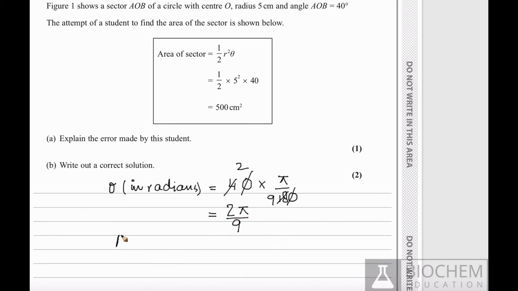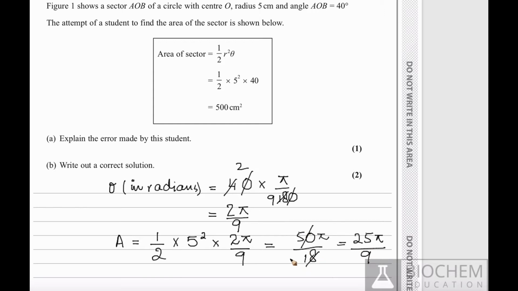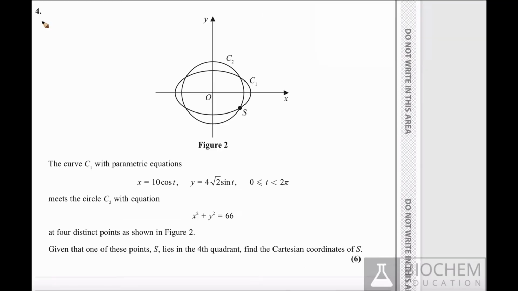Now applying the formula, the area of a sector is equal to half times 5 squared times theta in radians, 2 pi by 9, which is equal to 25 times 2 is 50 pi over 9 times 2 is 18. We can simplify this further. This comes out to be 25 pi over 9. We can divide both by 2 to get 25.